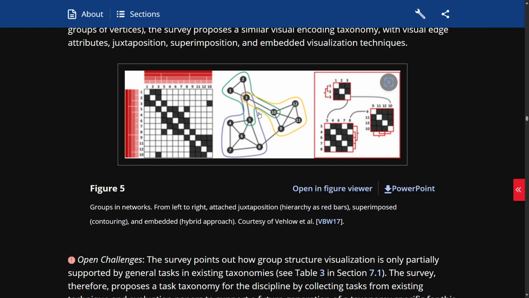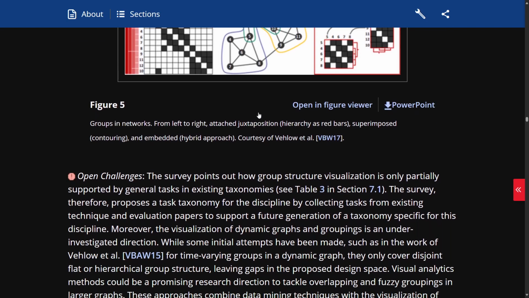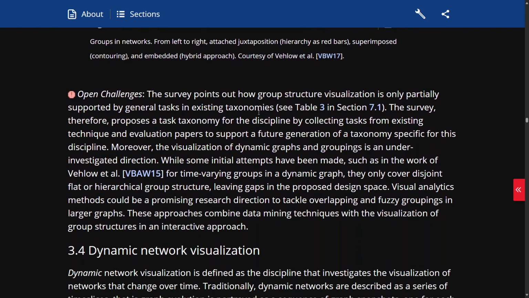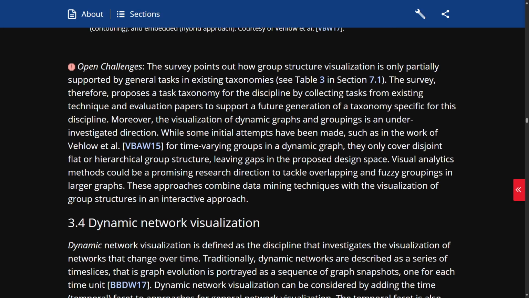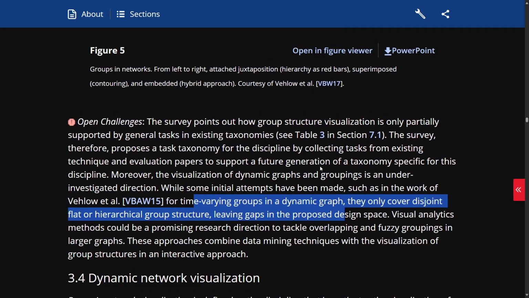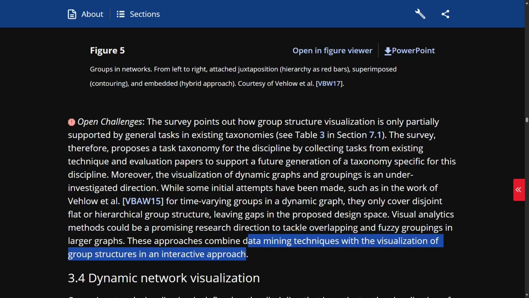Moreover, the visualization of dynamic graphs and groupings is an under-investigated direction. While some initial attempts have been made, such as in the work of Vehlow et al. at EuroVis, for time-varying groups in a dynamic graph, they only cover disjoint flat or hierarchical group structure, leaving gaps in the proposed design space. Visual analytics methods could be a promising research direction to tackle overlapping and fuzzy groupings in larger graphs. These approaches combine data mining techniques with the visualization of group structures in an interactive approach.